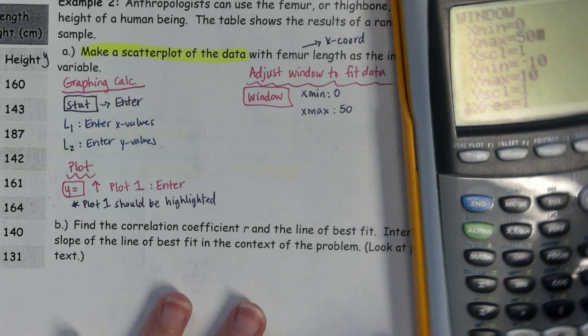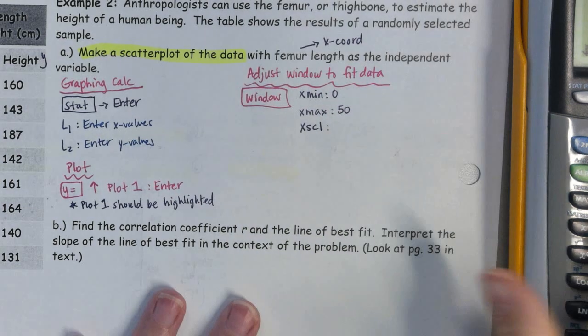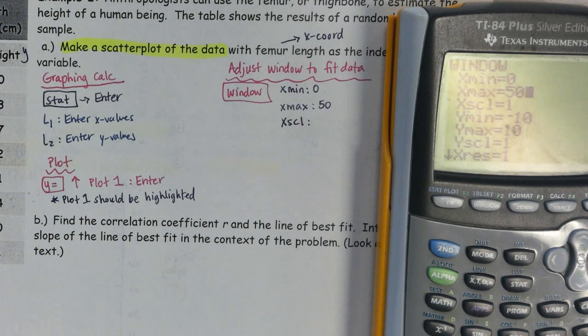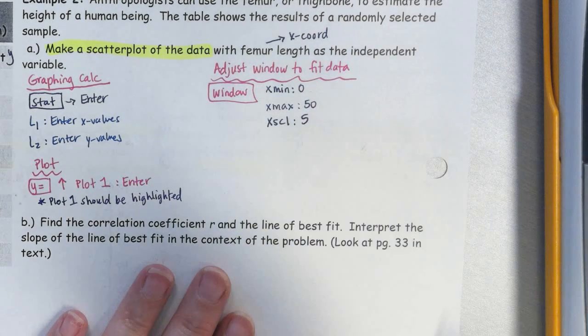And then the next thing says XSCL. Do you guys know what that is? Yeah, the scale. And that just means, what do you want your graph to go by? Do you want it to go by ones? Well, if I'm going to 50, that's a lot of tick marks on there. That's when the line gets really thick and hard to see. So instead, we could go by what? Yeah, I would go by 5s. You could even go by 10s. That's fine. Okay, so I'm going to go by 5s.